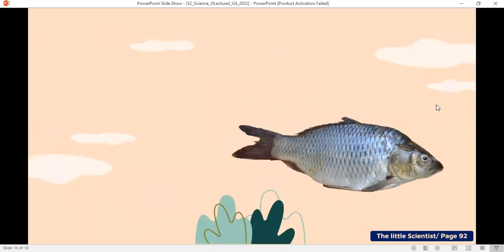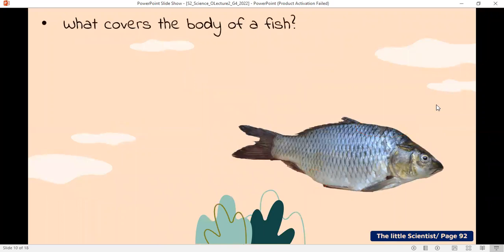What makes an animal a fish? Let's answer some of those questions. What covers the body of fish? I want you to look carefully at the fish covering. What covers a fish? You can also ask your moms when they clean the fish. What do they remove? They remove the fish scales.